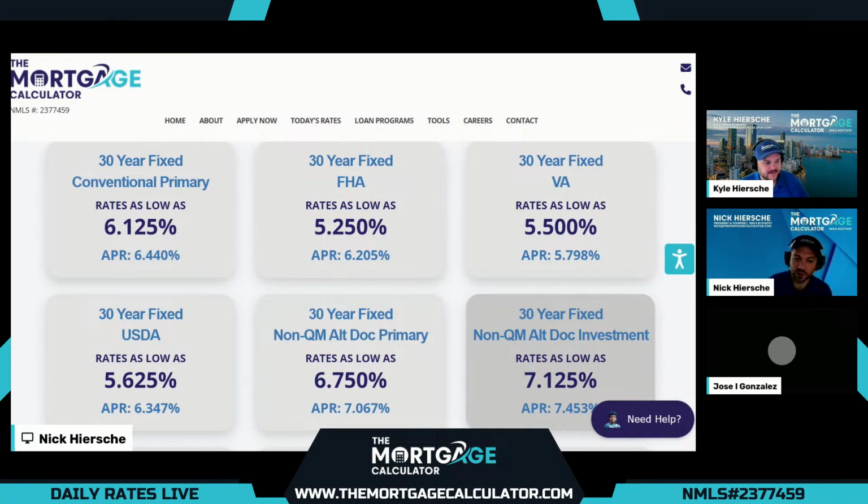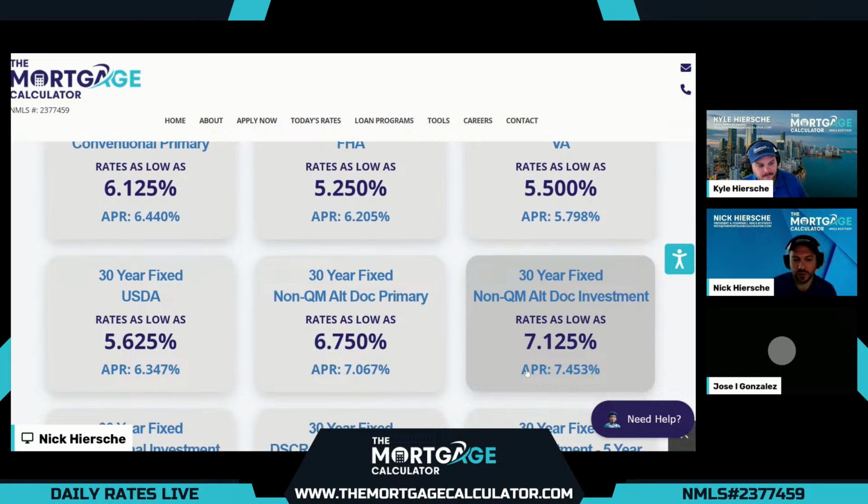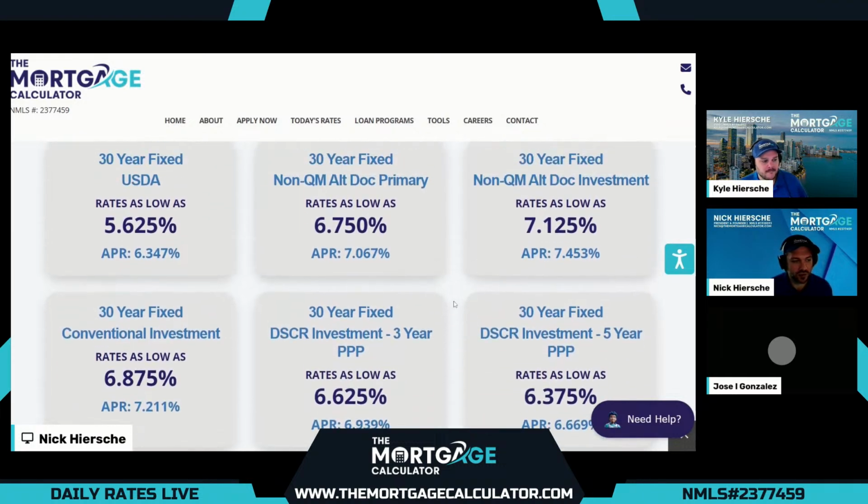Starting with our non-QM alt doc options for investment properties. So again, bank statements, 1099s, etc. This option is most likely bank statement, 7.125 rate, final APR 7.453. And we'll compare those investment property options with our others here.